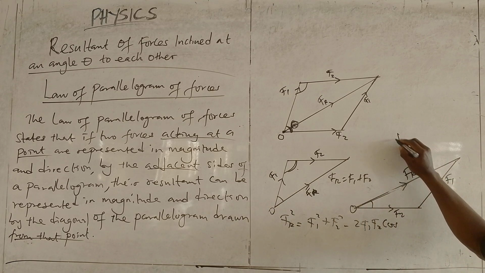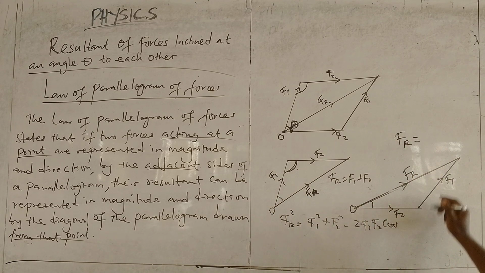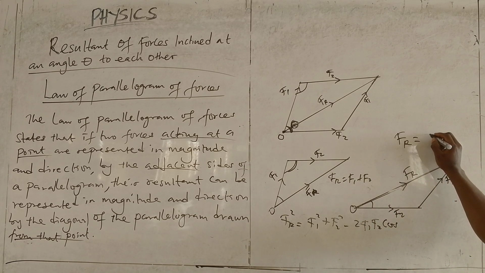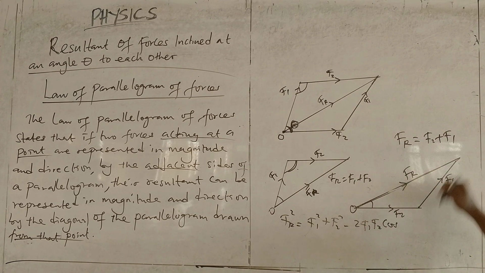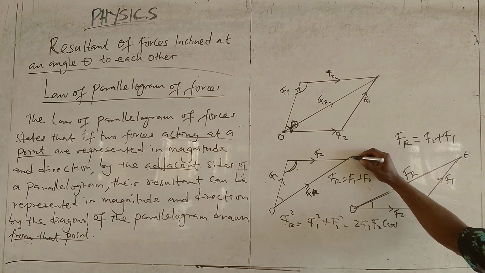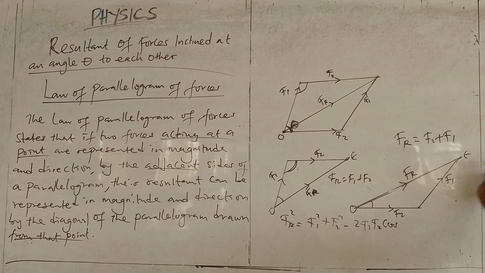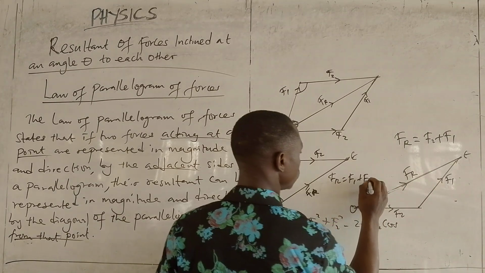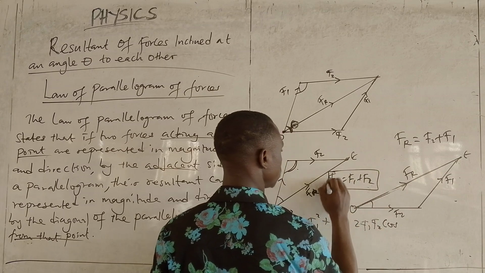Now, I can also write that FR, which is the resultant force, will now be equal to what? F2 plus what? Plus F1. No, F1 ends the journey. This is the end point. Don't forget. Here's the end point. So FR is F2 plus F1. Now, look at these two equations. They are the same thing.